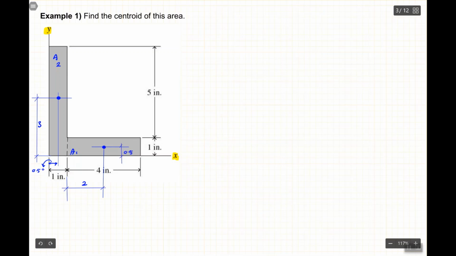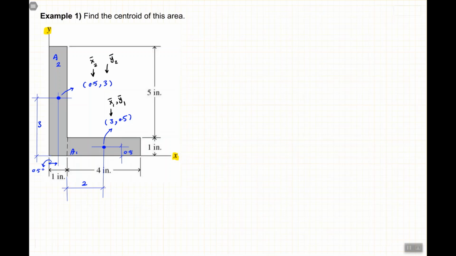So in other words, I can say that the coordinate of this point is 0.5 and 3, and the coordinate of this point is 3 and 0.5. Don't get confused, we have 2 here, right? And then we have 1 inch over there, so the coordinate is 3 and 0.5. So basically I can call this one x bar 2 and y bar 2, and I can call this one x bar 1 and y bar 1.